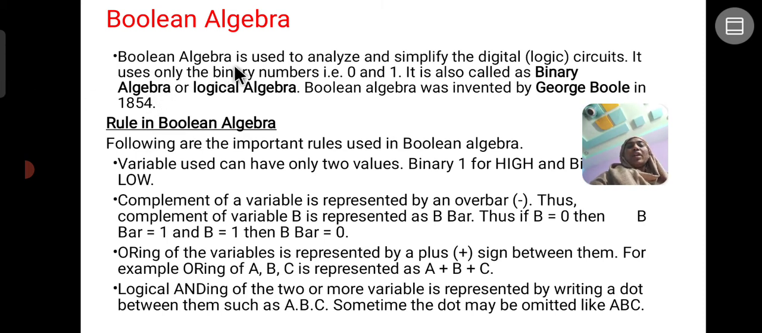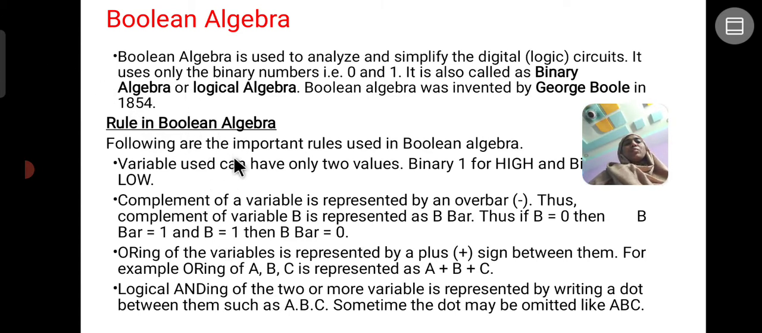Boolean algebra is used to analyze and simplify digital circuits. It uses only binary numbers, that is zeros and ones. Except zeros and ones, we cannot use other digits. So it is also called binary algebra, because we use only binary numbers. Boolean algebra was invented by George Boole in 1854. So from 1854 we have Boolean algebra.